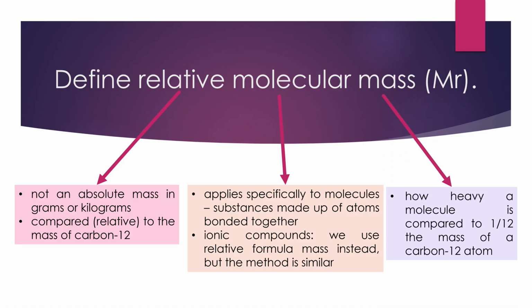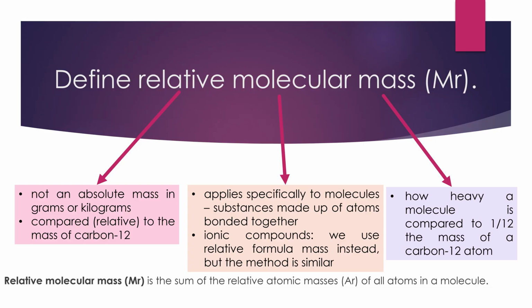The final word is mass. Usually we define mass as how heavy something is for its size. But because this is chemistry and we are talking about atoms and molecules that are really small, this mass is compared to one twelfth of the mass of the carbon-12 atom. So overall, relative molecular mass is the sum of the relative atomic masses of all atoms, or chemical elements, involved in a molecule.